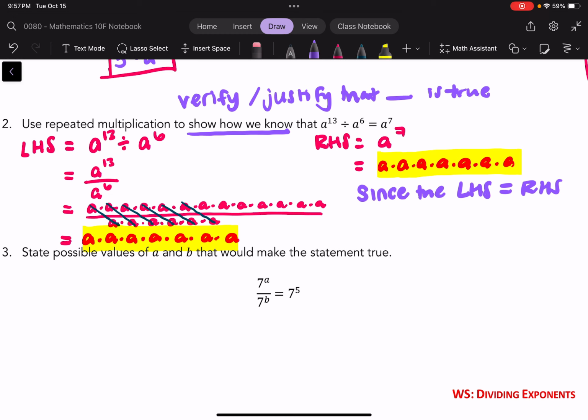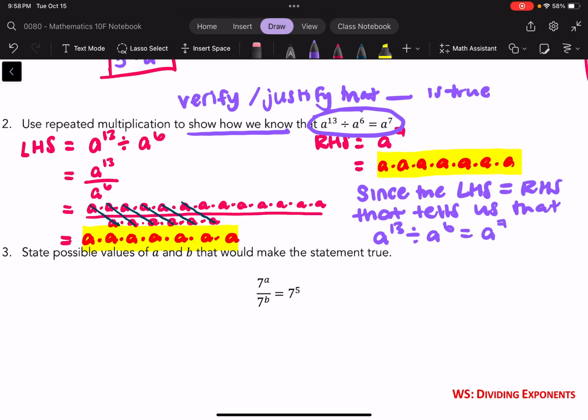Okay, what does that tell us? Well, we wanted to say that the original a to the power of 13 divided by a to the power of 6 is equal to a to the power of 7. So that tells us, since the left-hand side is equal to the right side, that a to the power of 13 divided by a to the power of 6 equals a to the power of 7 is true.